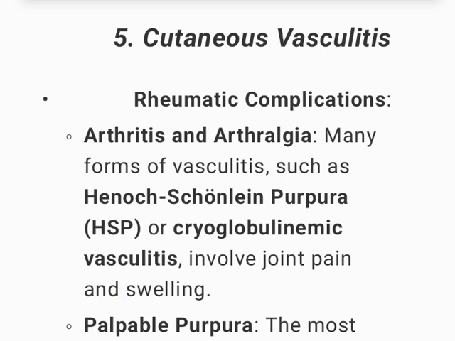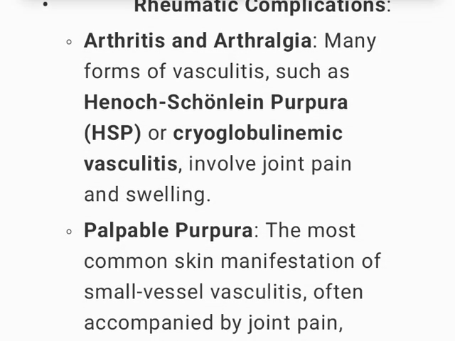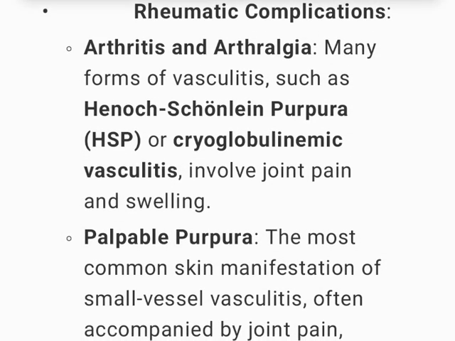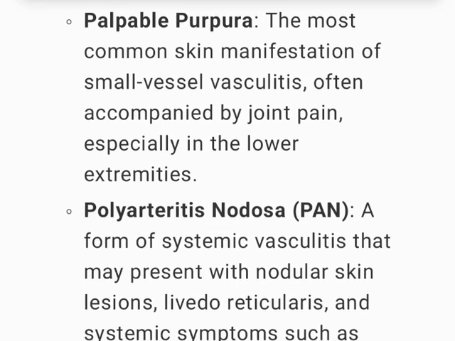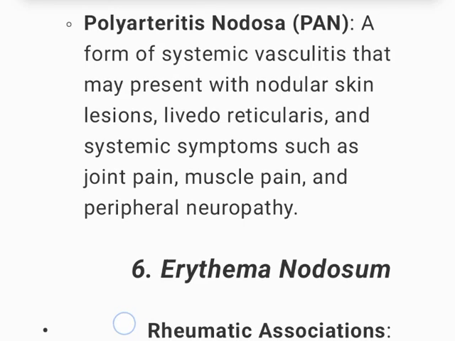Rheumatic complications. Arthritis and arthralgia. Many forms of vasculitis, such as Henoch-Schönlein purpura, HSP, or cryoglobulinemic vasculitis, involve joint pain and swelling. Palpable purpura. The most common skin manifestation of small vessel vasculitis, often accompanied by joint pain, especially in the lower extremities. Polyarteritis nodosa, a form of systemic vasculitis that may present with nodular skin lesions, livedo reticularis, and systemic symptoms such as joint pain, muscle pain, and peripheral neuropathy.